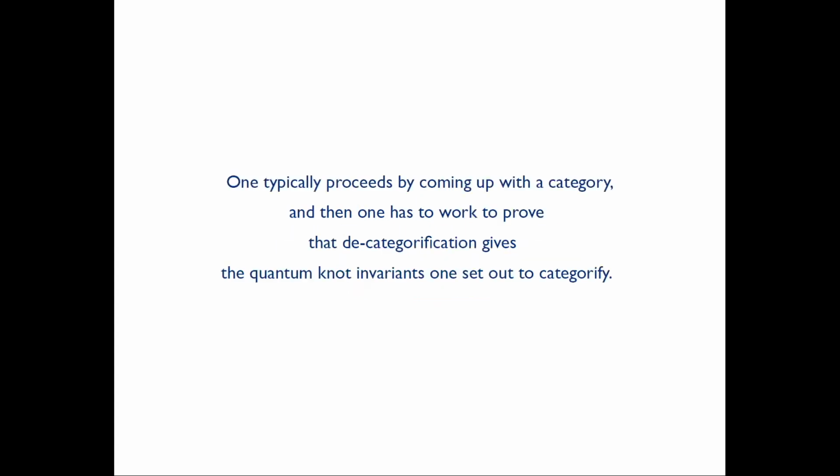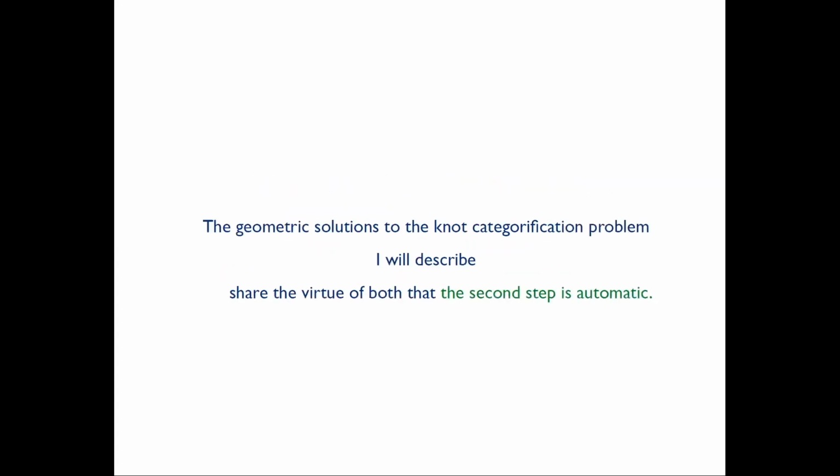So typically, people proceed by coming up with some category, and then you have to prove that the categorification gives you the quantum invariant you want to categorify. So in the solution I'll describe, the second step is automatic. That you get for free.